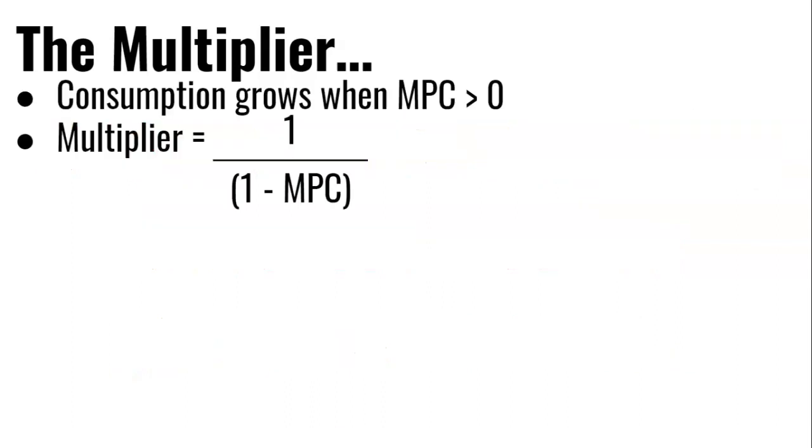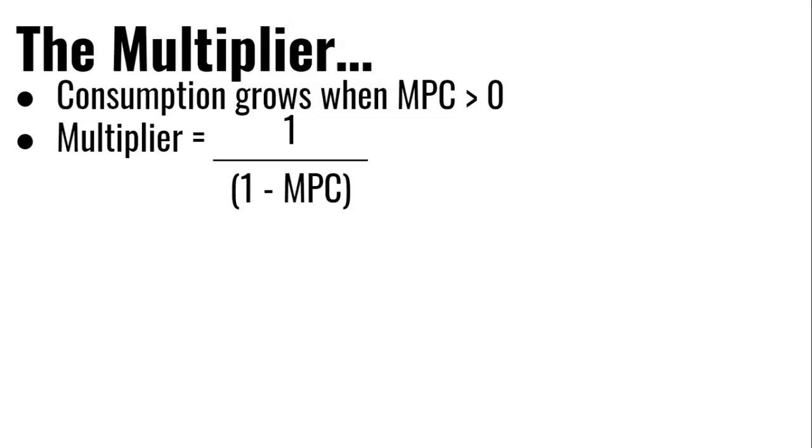So consumption grows anytime marginal propensity to consume is greater than 0. The formula we're going to use for the multiplier is 1 over 1 minus MPC. That's going to tell us how much every new dollar spent in the economy is going to grow over time as a result of this reality that my spending becomes your income.